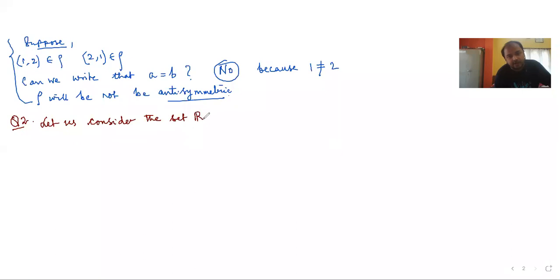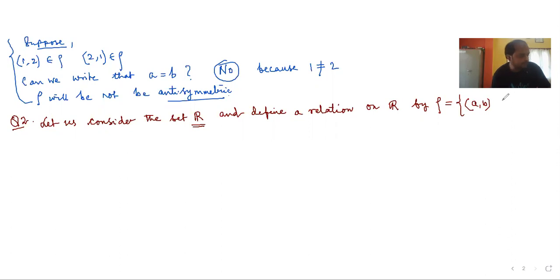The set R, look at the symbol, it is the set of real numbers, and define a relation on R by rho is equal to the set of (A, B) belonging to R cross R such that A minus B is less than or equal to 0.